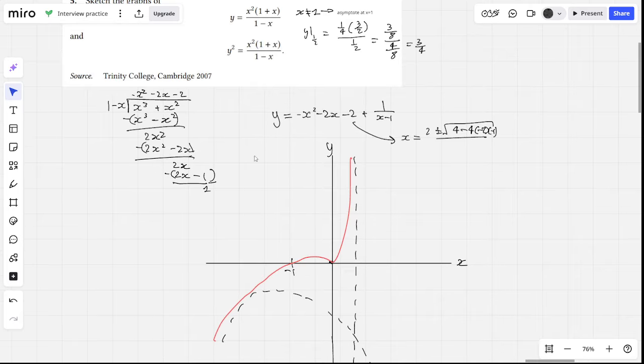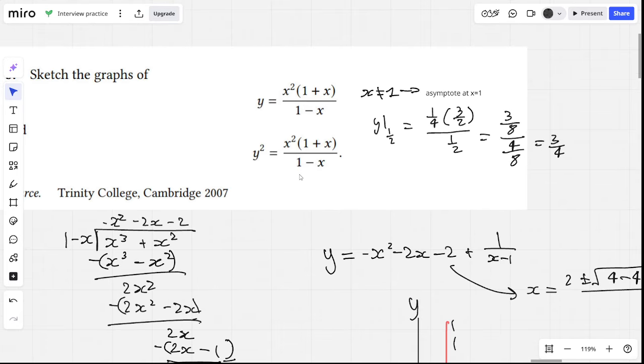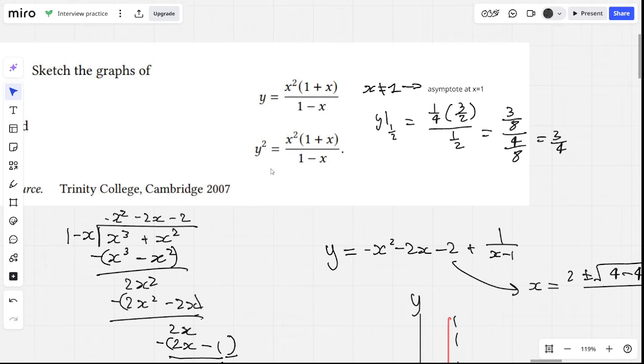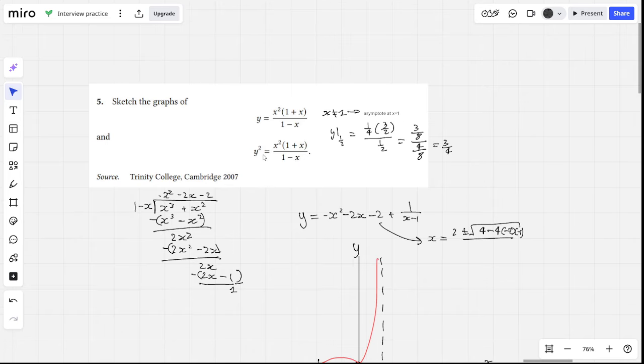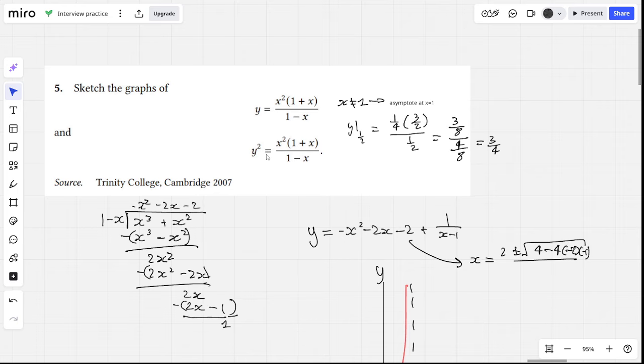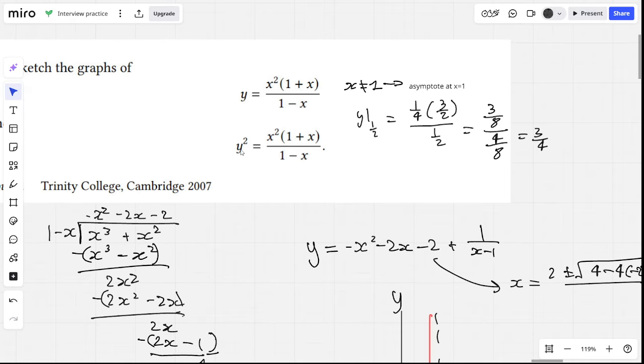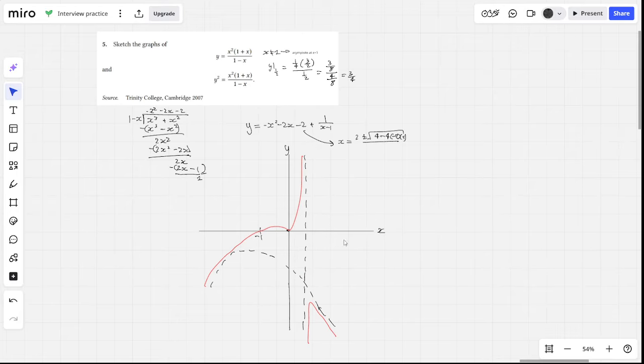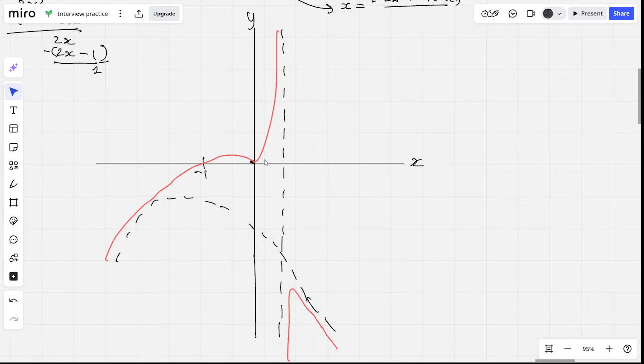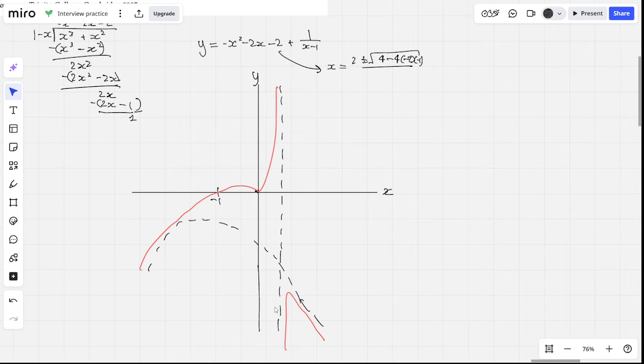Okay, so the next part is the same graph but y squared. The y squared tells me that there is symmetry in the x-axis, because if I were to substitute minus y into this graph, nothing would change, which implies that there is a symmetry in my x-axis. So how would I reconcile this with the graph I just drew? I still have an asymptote here, I suppose.